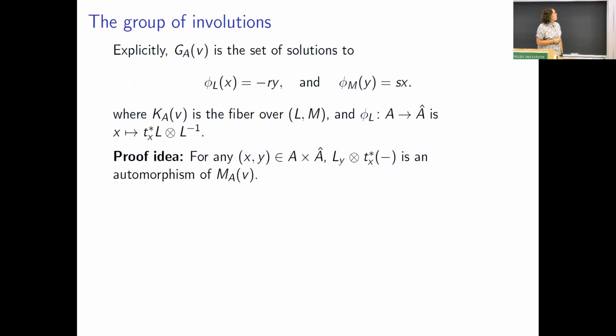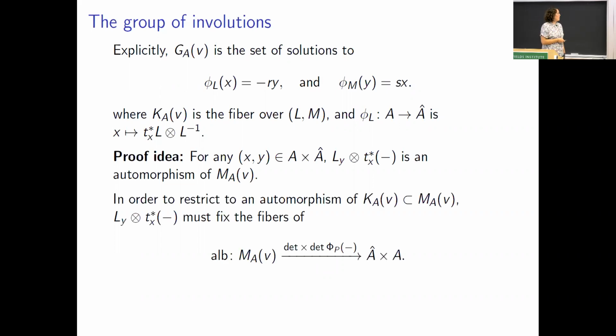Well, where does that come from? If I take any pair of points in A and A hat, I can always translate and tensor by this degree 0 line bundle, and that's going to be an automorphism of this moduli space. But I don't want an automorphism of the moduli space. I want an automorphism of the generalized Kummer fourfold. So I need that it restricts to an automorphism on the fibers of this map. And if you write down what it means to fix the fibers of this map, these 2 equations exactly fall out. So that's really all that is coming from.